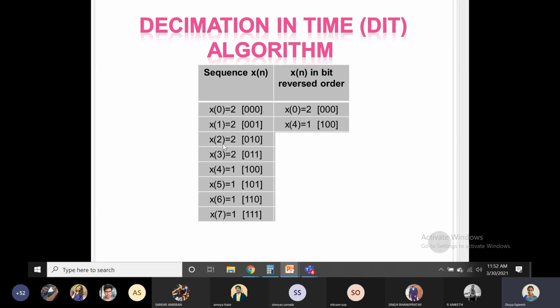Now if I reverse the next element, that is x of 2 equal to 2, what is the bit position mentioned here? 0, 1, 0. If I reverse this, what will you get?